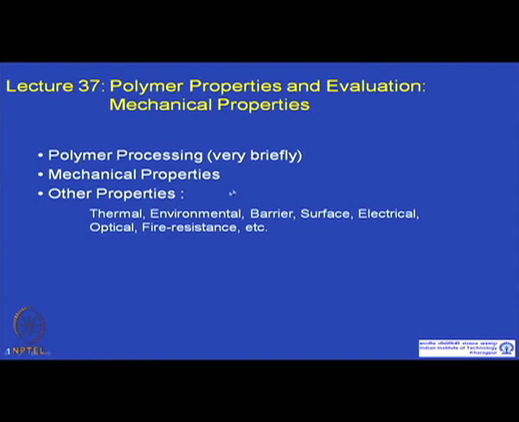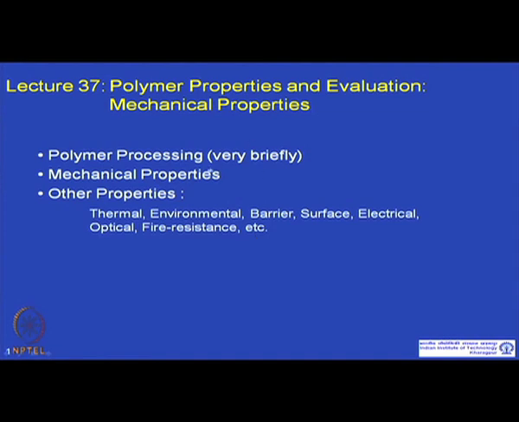So, mechanical properties are the most important property for polymers, and I will discuss them in detail, and I will very briefly cover the other properties like thermal, environmental, barrier, surface, electrical, optical, fire resistance, etc.